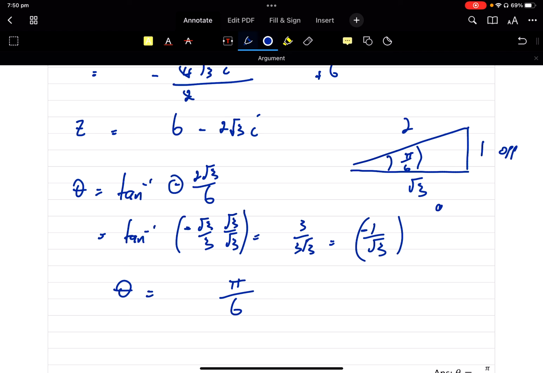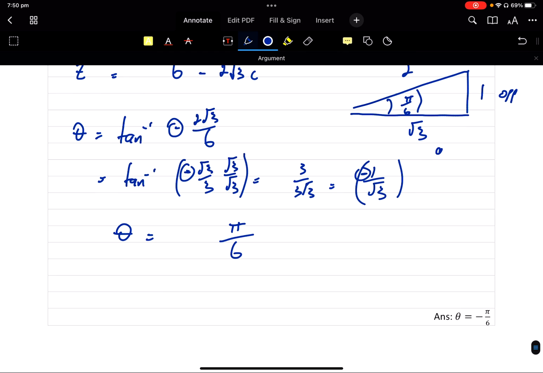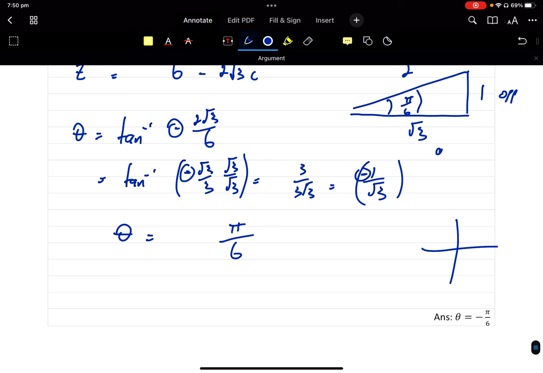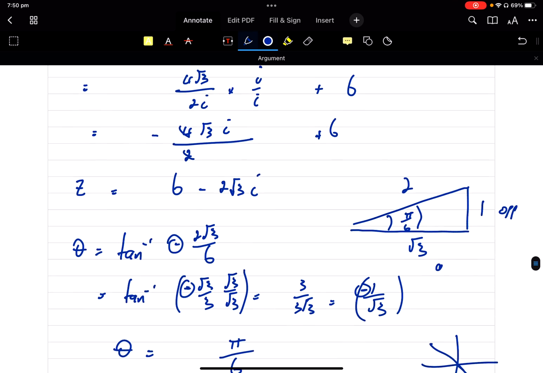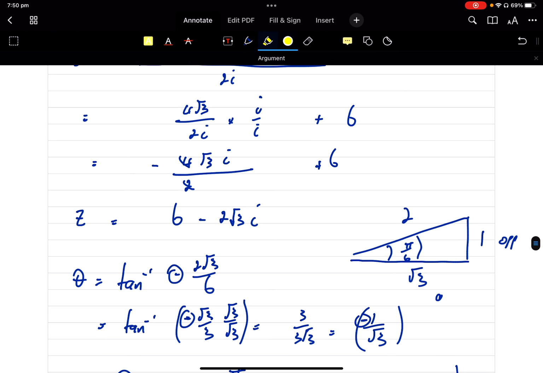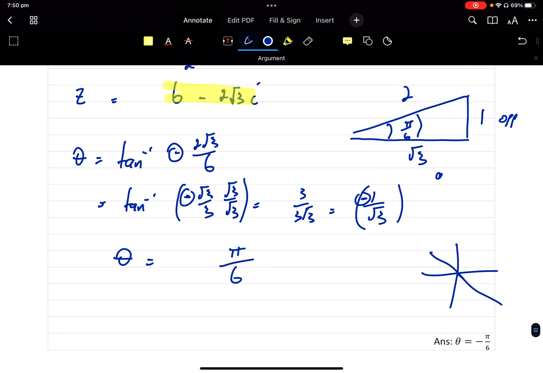Apart from the fact that we've got this negative here, so I know that in my CAST quadrants I want a negative slope, so it's either here or here. Well, how do I know which one it is? Let's go back to our answer, which is 6 minus 2 root 3 i. On an Argand diagram, that would be 6 and minus 2 root 3, because the x is the real axis and the y is the imaginary axis. So there's our pi on 6. So it's a negative pi on 6, which is our answer.